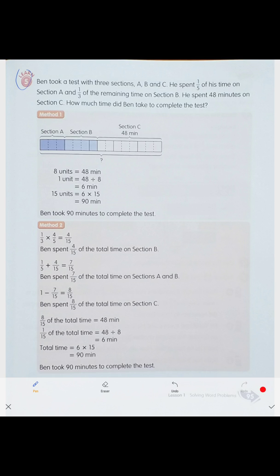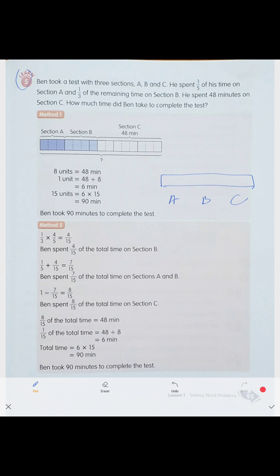All right, so we have a guy, he got a test. He spent a certain amount of time. So this is what we do. We had a total time, and we divide it into 3 sections, A, B, and C. How do we do that?